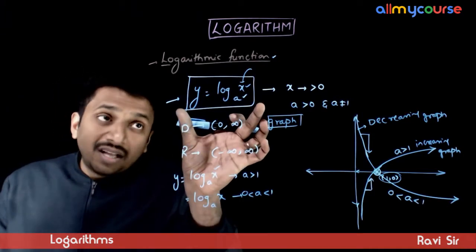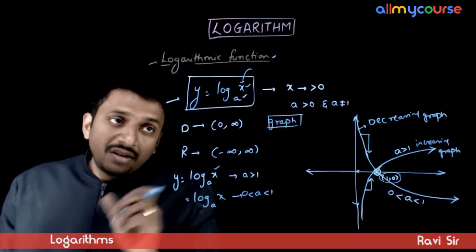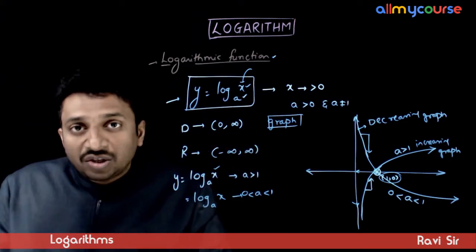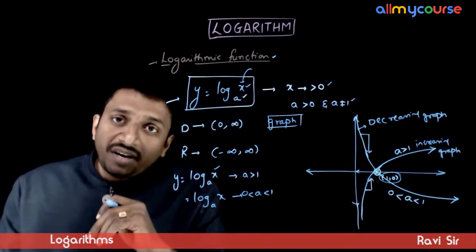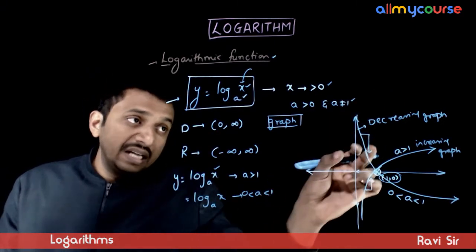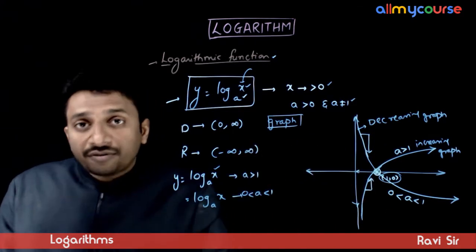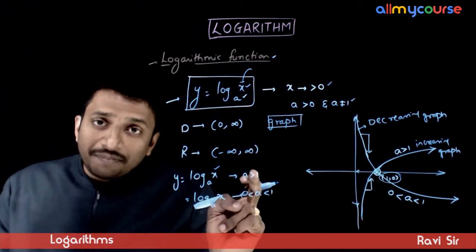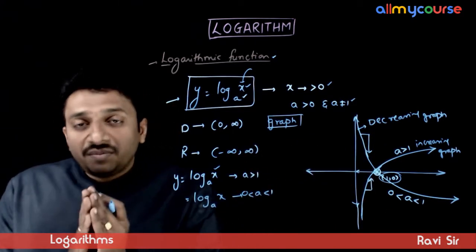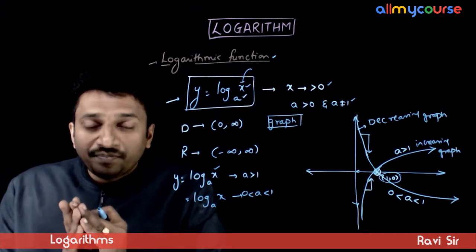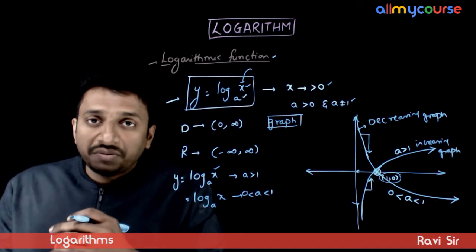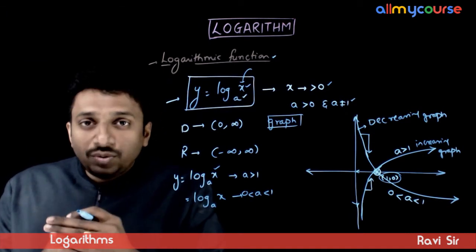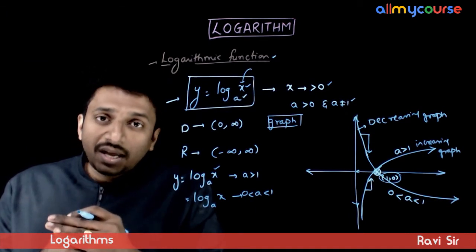So you have understood what the definition of the function is. You have understood what the domain and range of the function is. You have understood what the conditions are for log to be defined. And you have seen the graph of the logarithmic function when the base is greater than 1 and the base is in between 0 and 1. These are the things that you need to remember in logarithmic function. So now let us do some questions on logarithmic functions and conclude this topic.